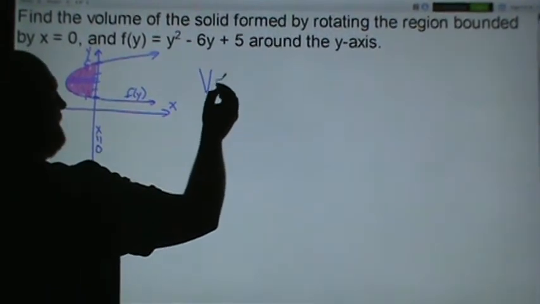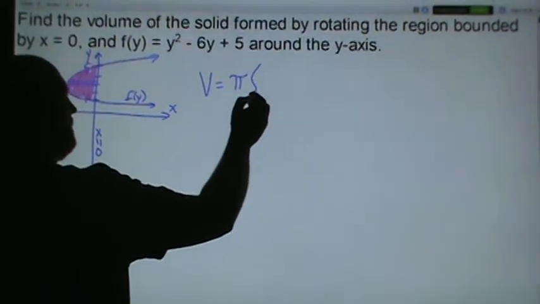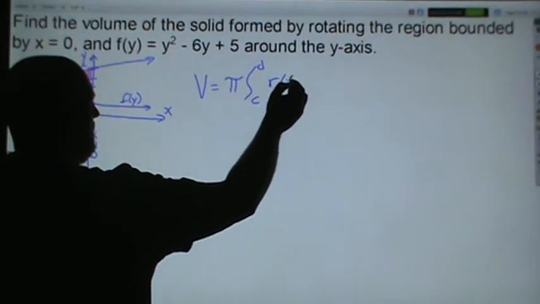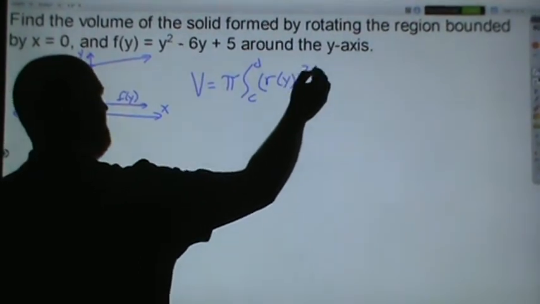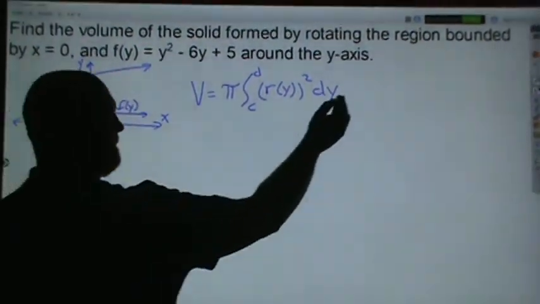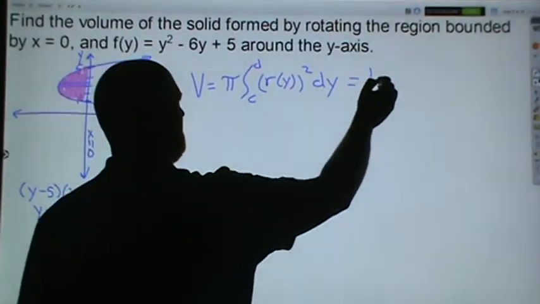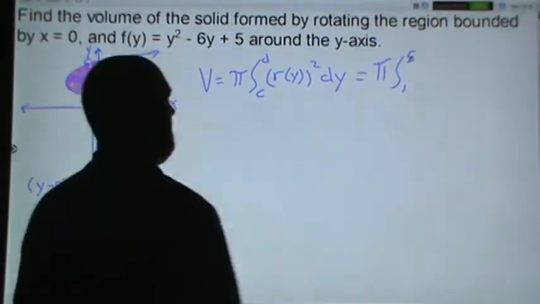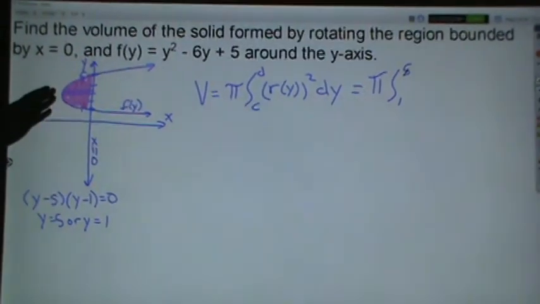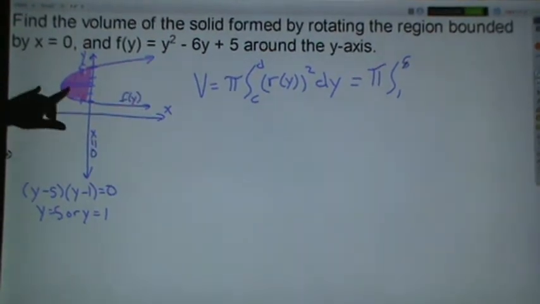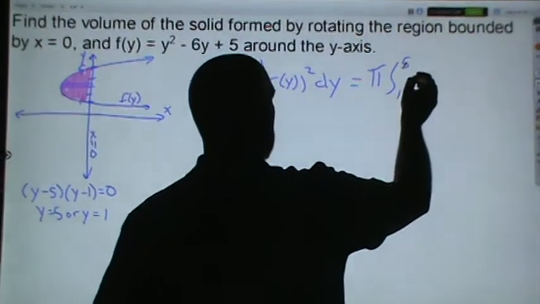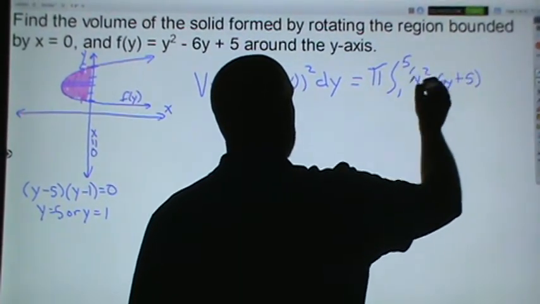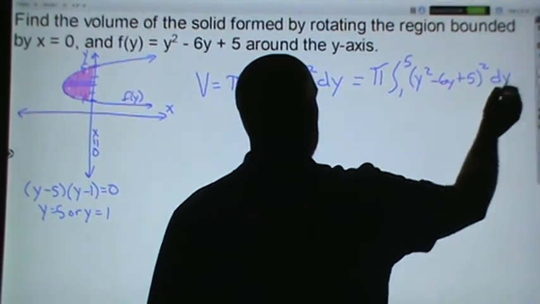So volume is equal to pi times the integral, in this case from c to d, because we're going with y values, of the radius with respect to y squared dy. So we're going to have pi times the integral from 1 to 5 of the radius. When I square it, it's going to turn out positive no matter what. So I'll say y squared minus 6y plus 5, quantity squared, dy.